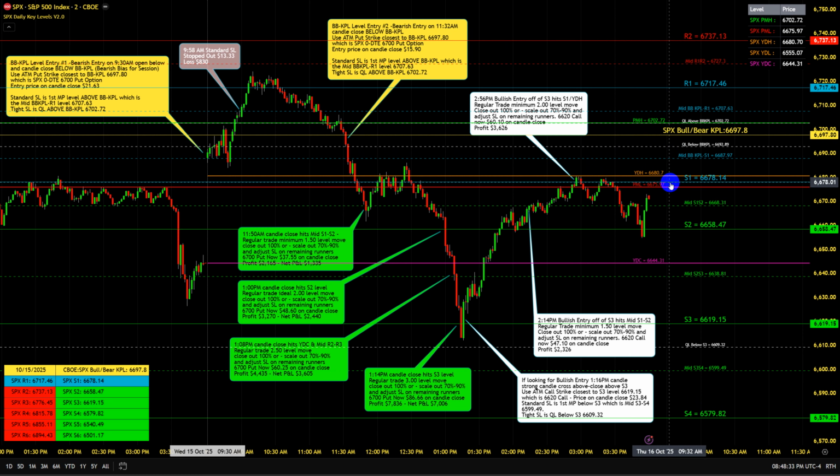This is 1 level below, and then we just look to the half level below that. That's 1.5 levels. So it hits the 1.5 level mark here on the 11:50 a.m. candle. It hits the mid S1, S2 level. That's the regular trade minimum 1.5 level move. And you close out 100% of your contracts.